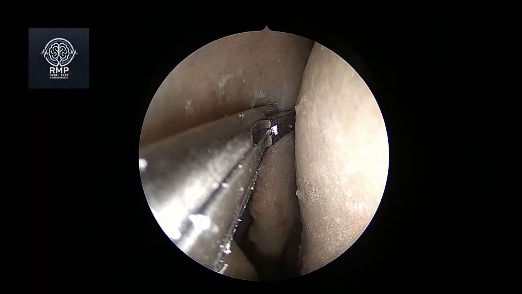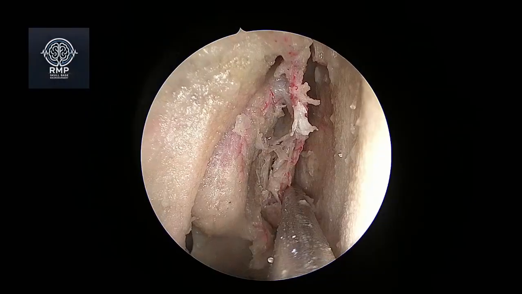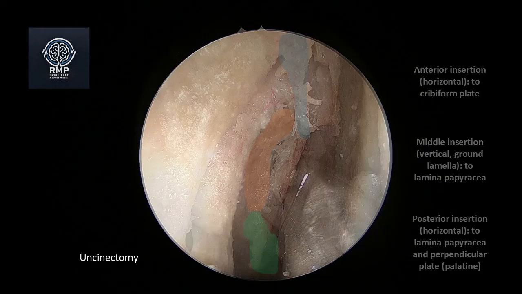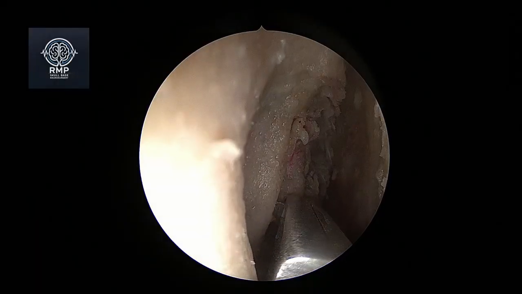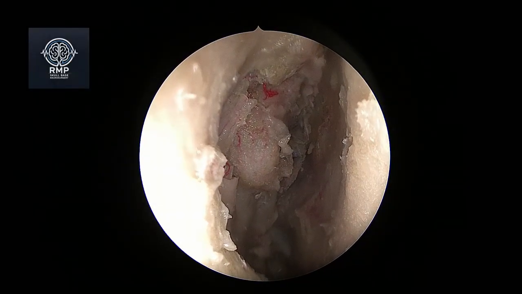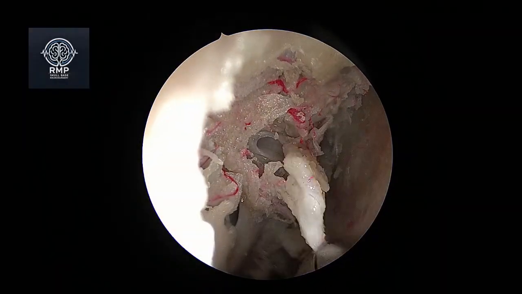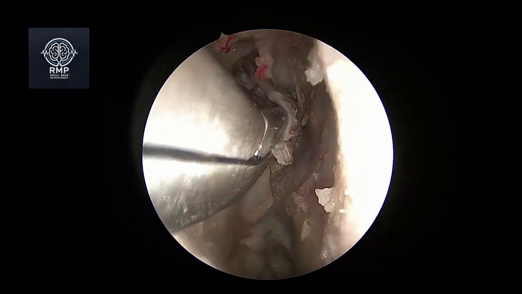A through-cut is used to remove the middle turbinate, exposing its 3 attachments: the superior attachment to the cribriform plate, the middle attachment or ground lamella in the coronal plane, and the posterior attachment in the axial plane. An uncinectomy is then performed to expose the bulla ethmoidalis. The bulla, the superior turbinate, and adjacent ethmoid mucosa are removed using pituitary rongeurs.